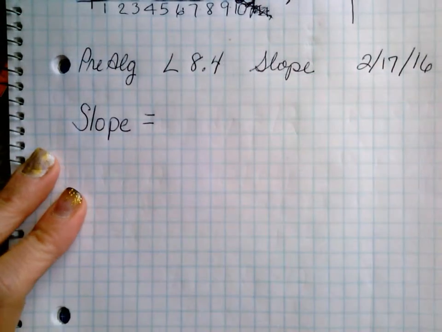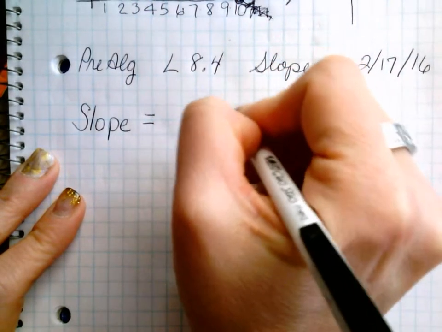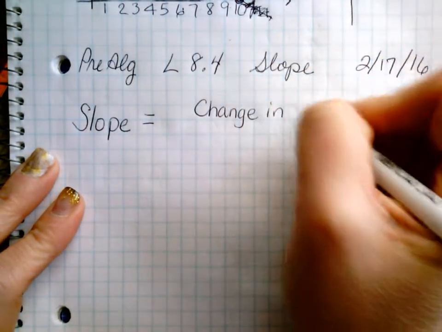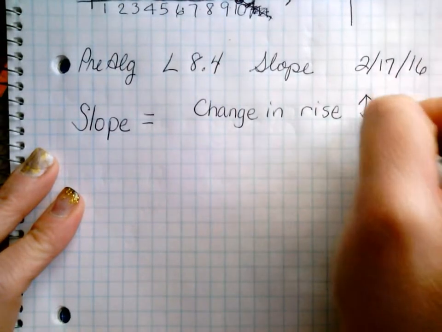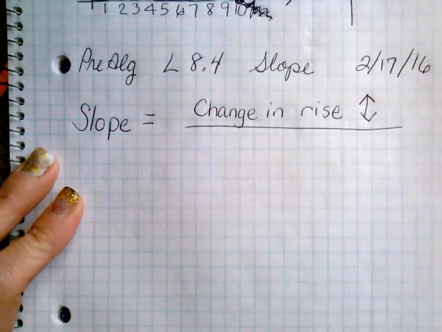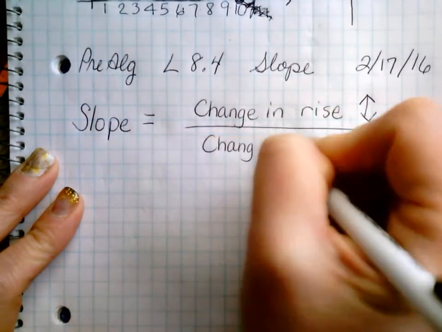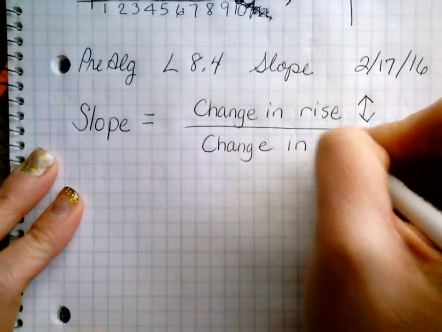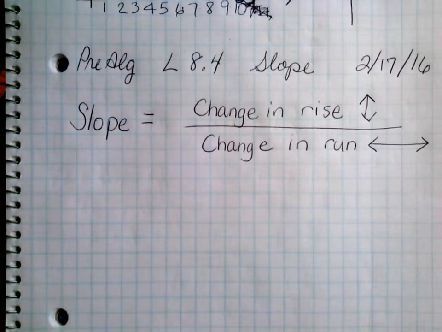Slope is defined as the change in the rise, which is the up or the down, divided by the change in the run, which is the right-left. And that's comparing two spots on a line.